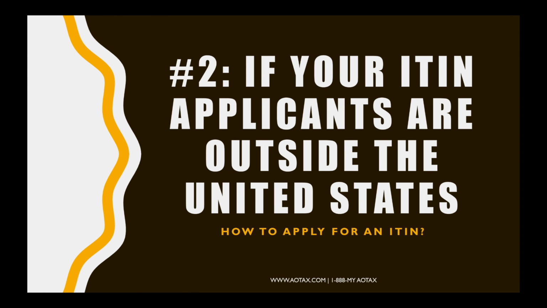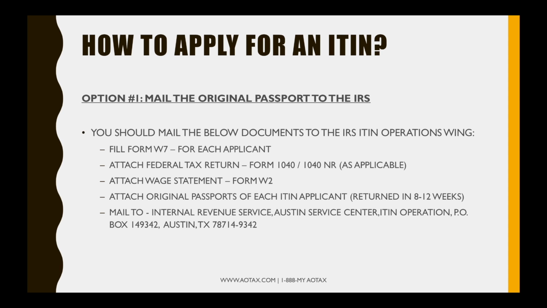Now, what if the ITIN applicants are outside the United States? How do we apply for an ITIN in that case? Let's understand. Option 1: mail the original passport to the IRS, just like what we learned before. Fill the form W7, attach the federal tax return, attach the wage statement, attach the original passports, and then send to the IRS. And you will get your original passports back in 8 to 12 weeks, and you will have your ITIN in 6 to 8 weeks from the date you applied.